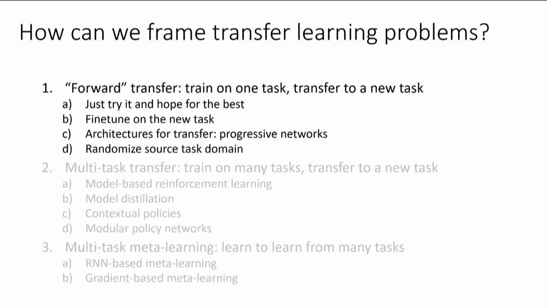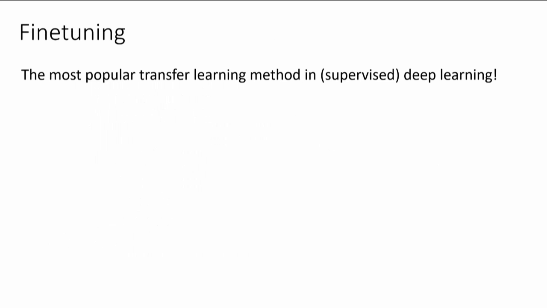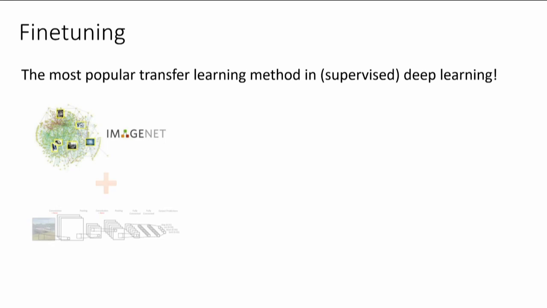Okay, so let's discuss forward transfer. At the end of the lecture last week, I began talking about fine-tuning. So fine-tuning is a very, very popular method of transfer in supervised learning. In fact, some people don't even call it transfer. They just call it pre-training and fine-tuning, but it really is a transfer learning technique. So one of the most popular transfer learning techniques in supervised learning is to take a big data set like ImageNet, train a big convolutional neural network to classify ImageNet.